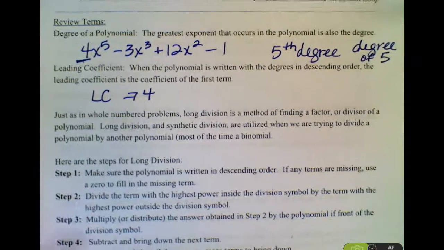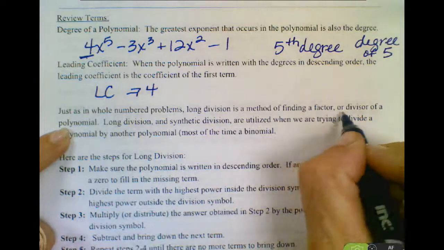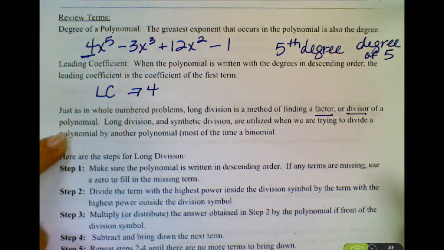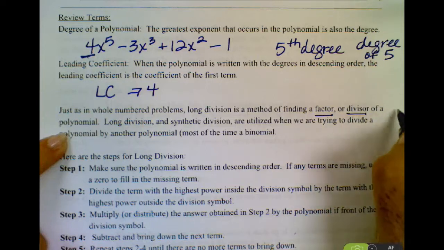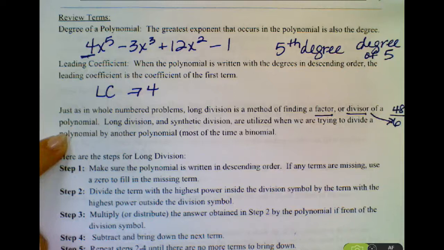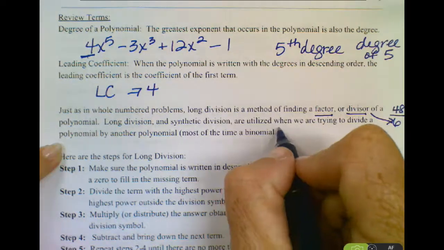Okay? Just as in whole number problems, long division is a method of finding a factor or a divisor. We talked about how factors and divisors are synonymous terms. They mean the same thing. If you think about different factors of 48, right, you've got 16 and 3, 2 and 24, 1 and 48, 6 and 8. All of those can be turned into a divisor, 48 divided by 6. This is a divisor. It's also a factor. They're synonymous terms.